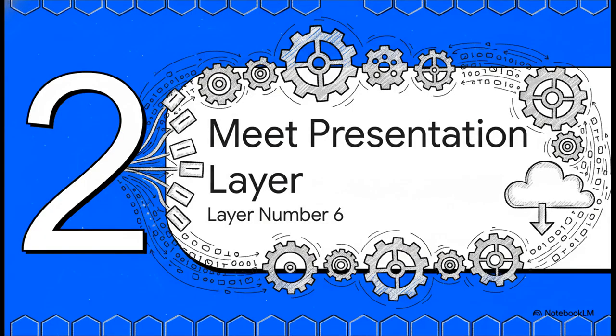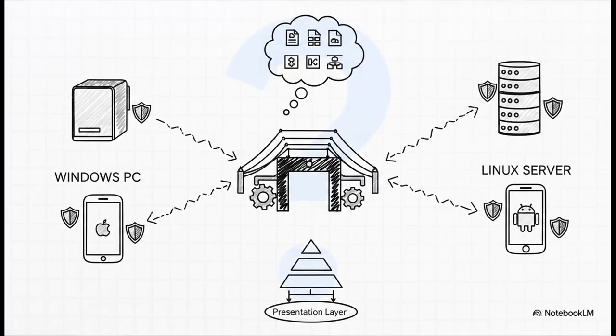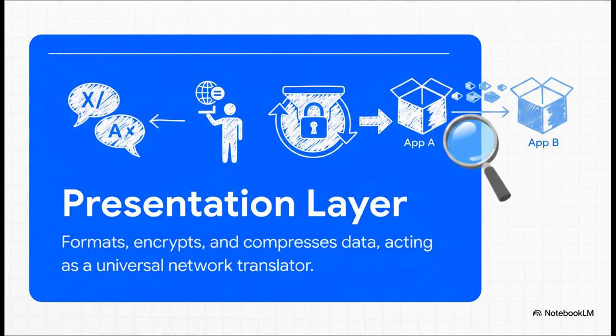Which brings us to Section 2, meet the presentation layer. Before we get into the technical nuts and bolts, let's consider a pretty fundamental problem. How do completely different systems actually understand each other? I mean, think about it. If a Windows PC is talking to a Linux server or an iPhone to an Android, they absolutely don't speak the same native language. Their internal architectures are entirely different. So who exactly bridges that gap? Well, the answer is Layer 6.